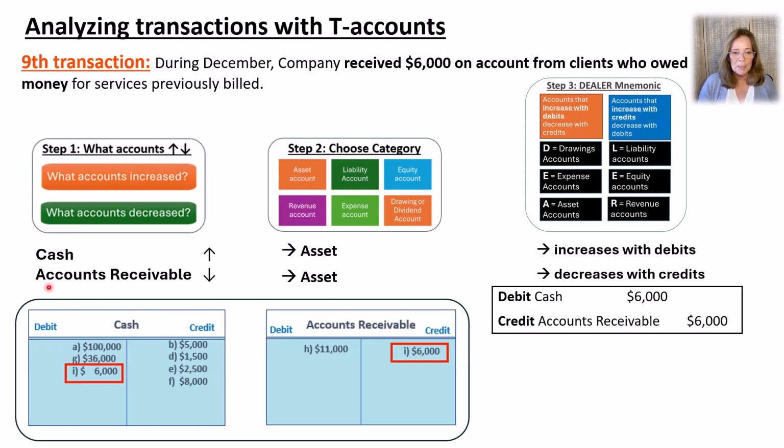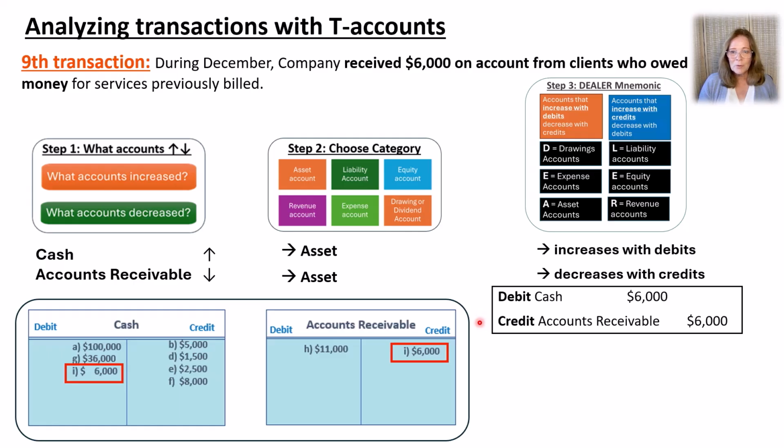Accounts receivable decreased because the clients paid Eli's Consulting and reduced their debt with the company. Accounts receivable are an asset account, and asset accounts increase with debits and decrease with credits. Since accounts receivable decreased, we credit the accounts receivable account for $6,000.